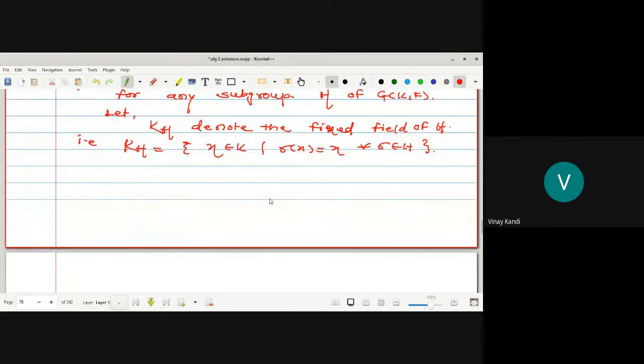Okay, so if H is a subgroup of GKF, that means H contains automorphisms of K. KH denotes the fixed field of H. The fixed field of H means KH is equal to the elements taken from the field K which leave every element x fixed for all sigma belonging to H. Okay, so then KH is a subfield of capital K containing F.